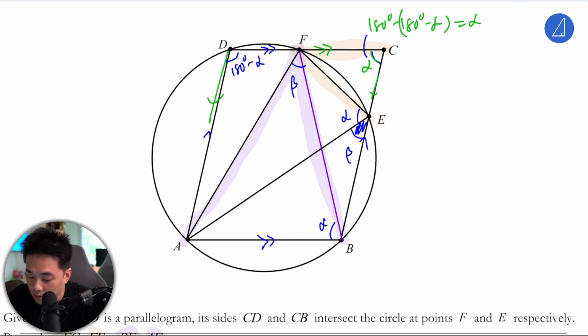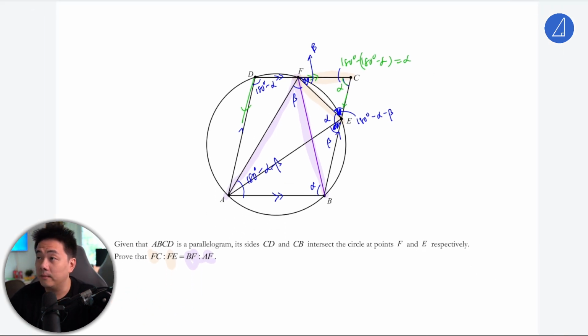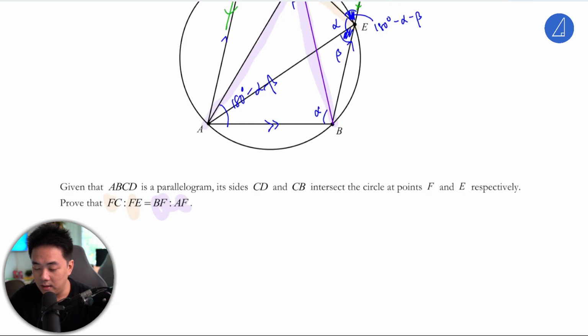Oh, there you go. So I know that this is 180 minus alpha minus beta. Then if I do the math here, the sum 180 minus this will also give me beta. There you go. So now, in fact, this is 180 minus alpha minus beta. So they are similar triangles. We'll be able to show that. Okay, so I'm going to start writing it down. We start off with alpha. So alpha is equal to this alpha here. Okay, let's start.